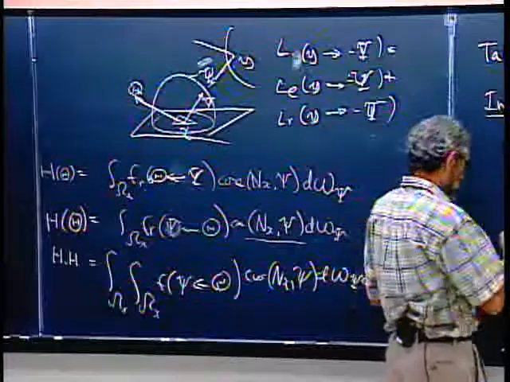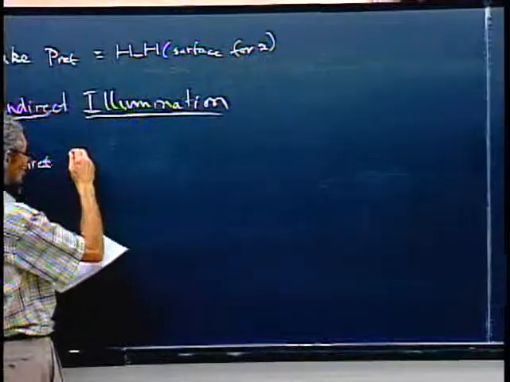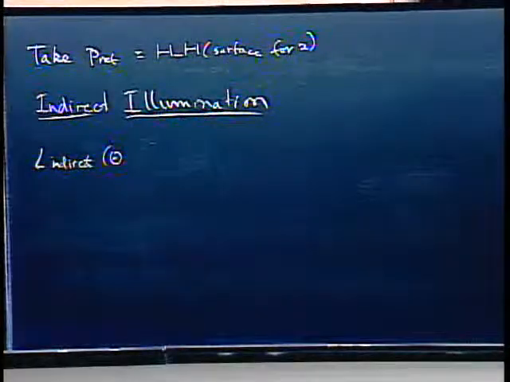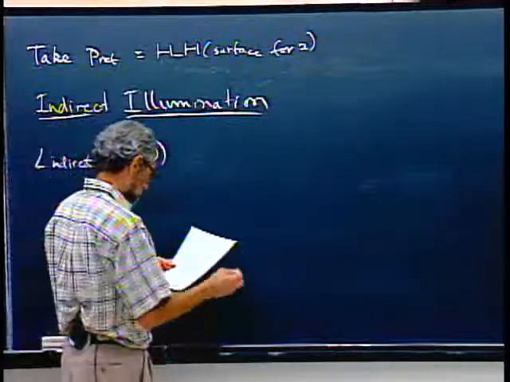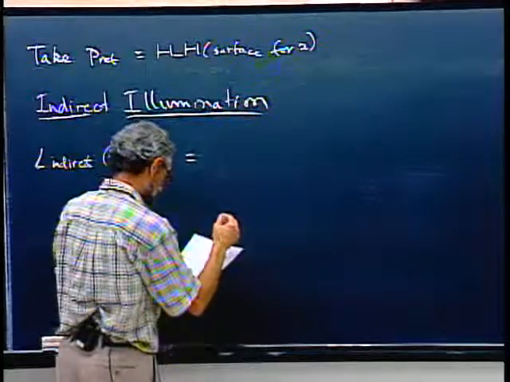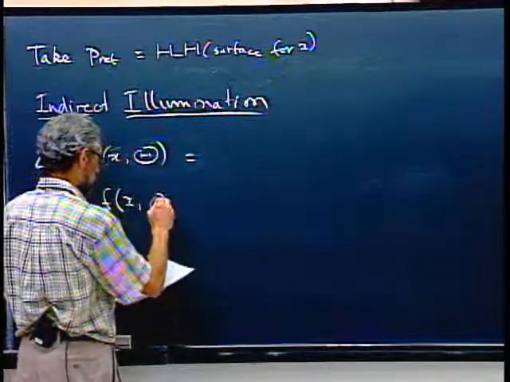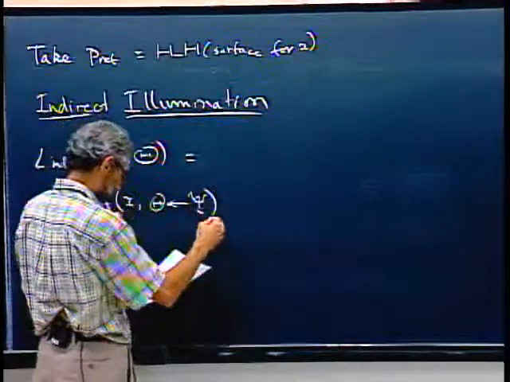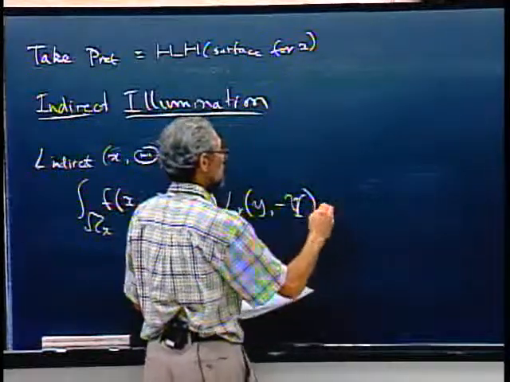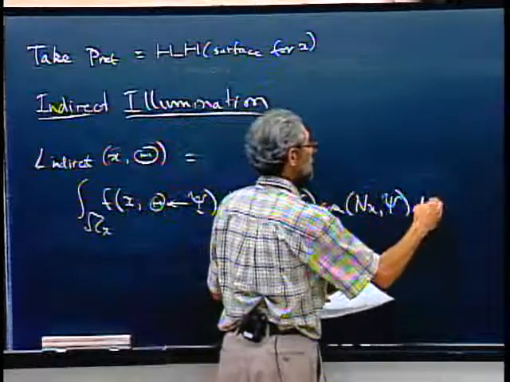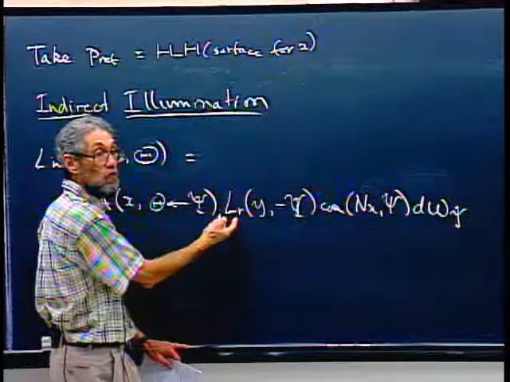So that means L indirect of x and theta, this should have been a subscript, but it's not quite low enough to look like a subscript. So that's going to be the integral over the hemisphere above x of the bidirectional reflection function at x for this psi, times LR, the reflected light, at y going in direction minus psi, times the cosine of nx and psi, d omega psi. It's the same thing we had last time, except we're having the LR here instead of the LE. And the point is, we want to do that by recursive ray tracing.